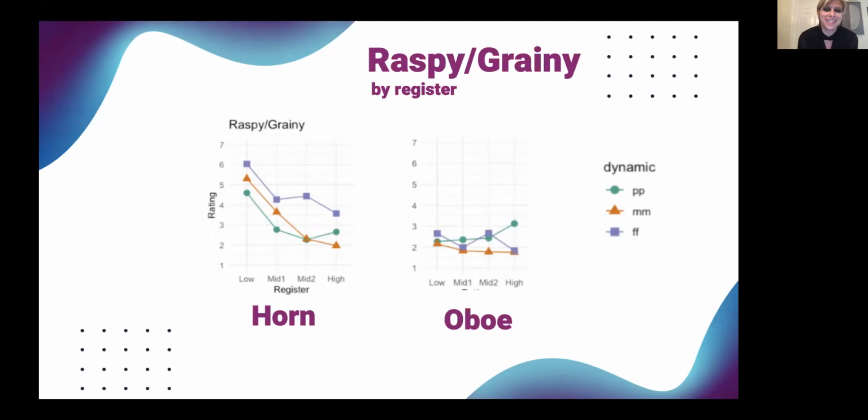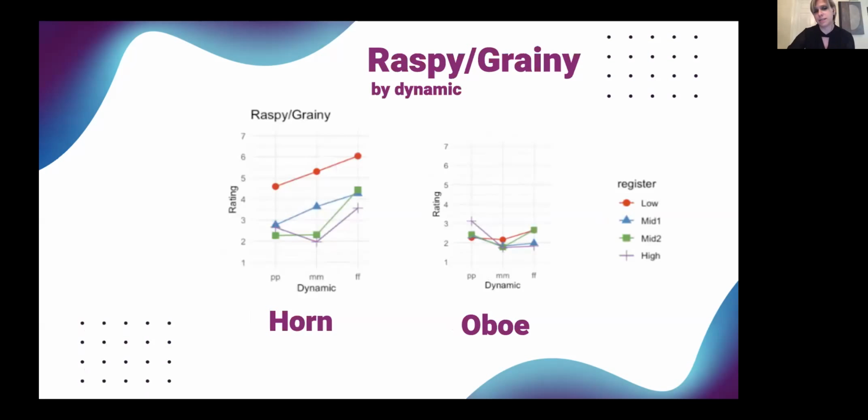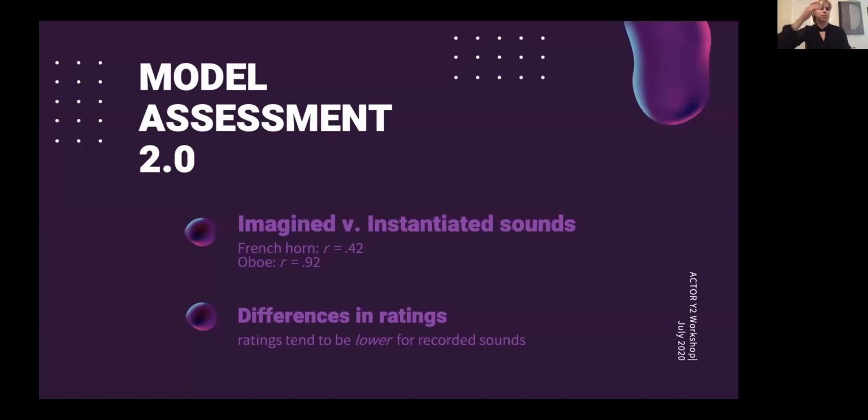Here's a second dimension: raspy grainy. In this case, the horn is much more interesting than the oboe. The oboe is a little all over the place, not very variable. But for the most part there's a clear trend that as pitch increases, raspy graininess decreases. This is the same exact data, but now plotted with dynamic on the x-axis, and the color and shape are the different registers. You can see that as loudness increases, for the most part, the raspy graininess also increases in the horn. And again, there's not much with the oboe.